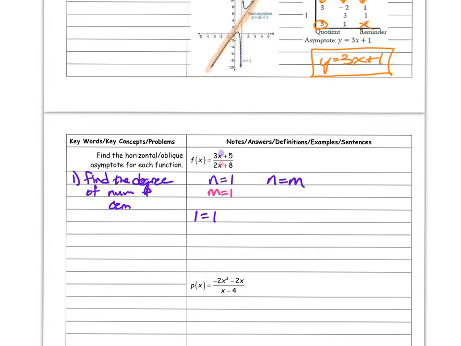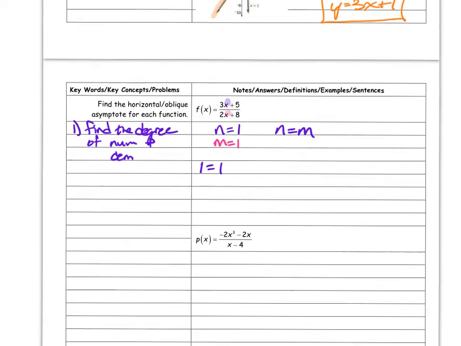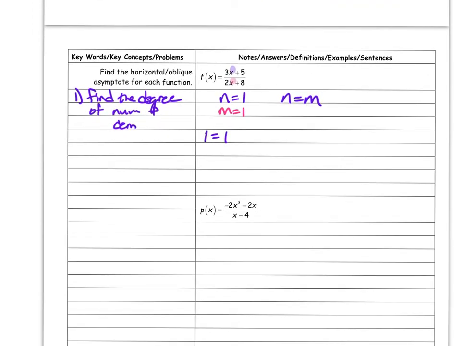So from that, if we look back at my rules, what does that tell me? Let's see if I can remember them off the top of my head. I'm going to cheat and look back at my notes. If n is less than m, that tells me that y equals 0. If n equals m, that tells me that y equals a sub n over b sub m. And if n is greater than m, that tells me that there's a slant asymptote. Okay? So those are my rules.